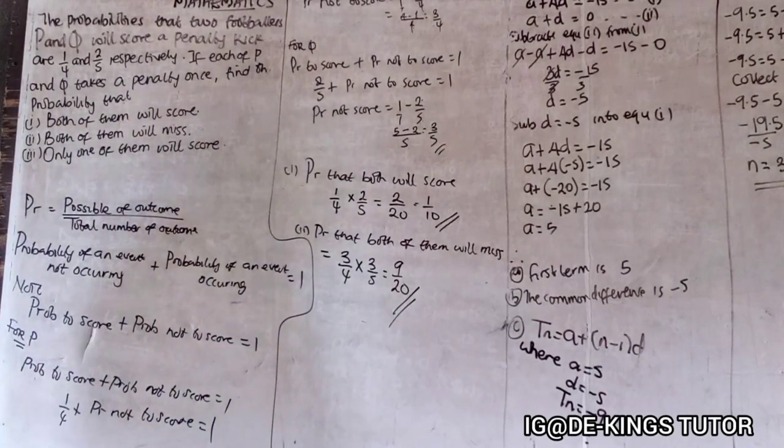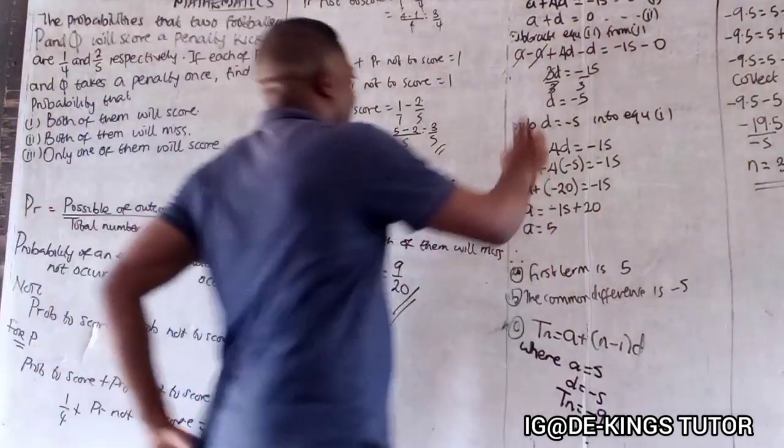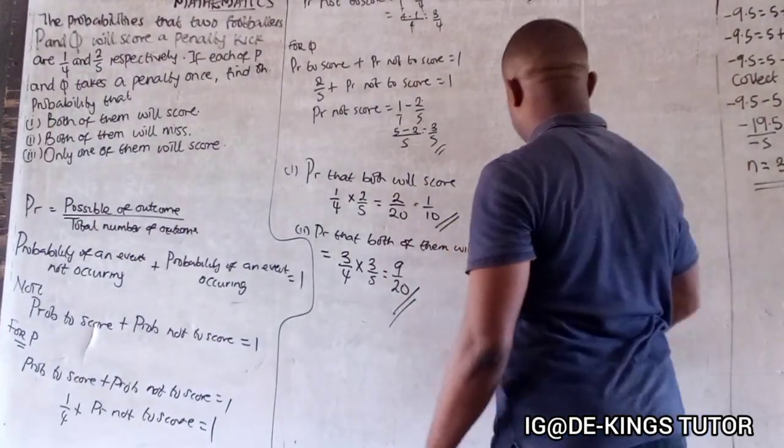So that is why the last one: only one of them will score. Now this is where the work comes in. Now look up.